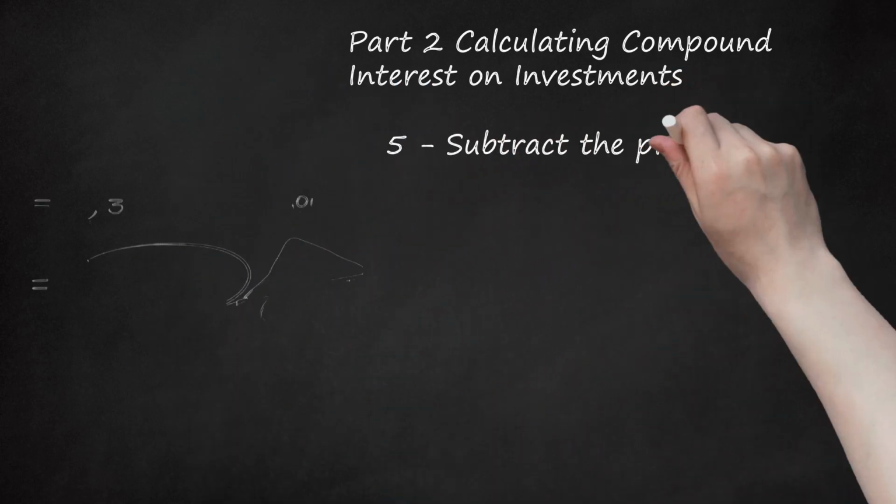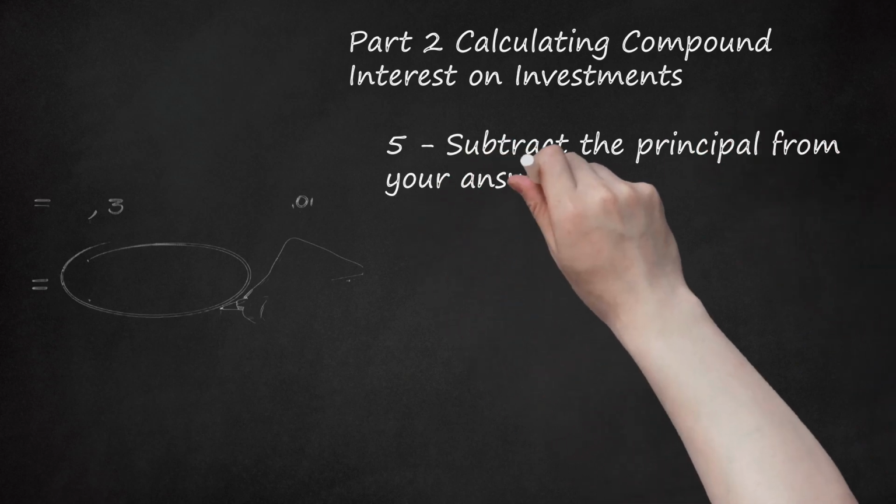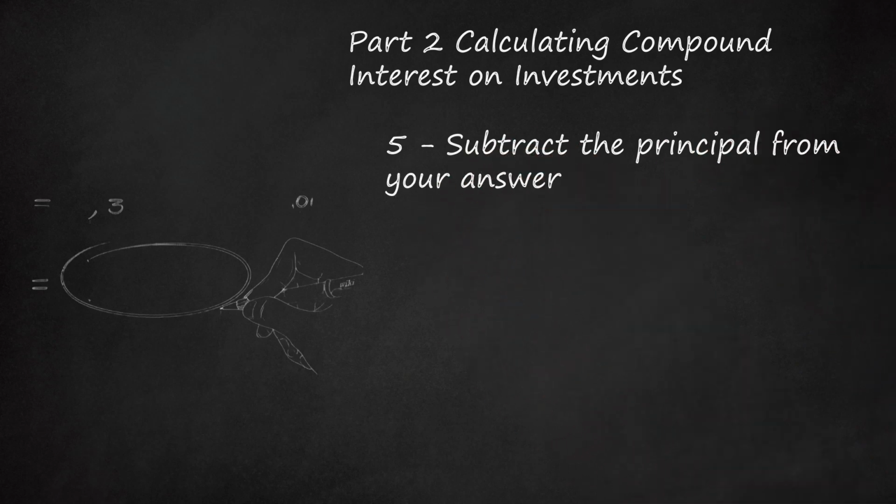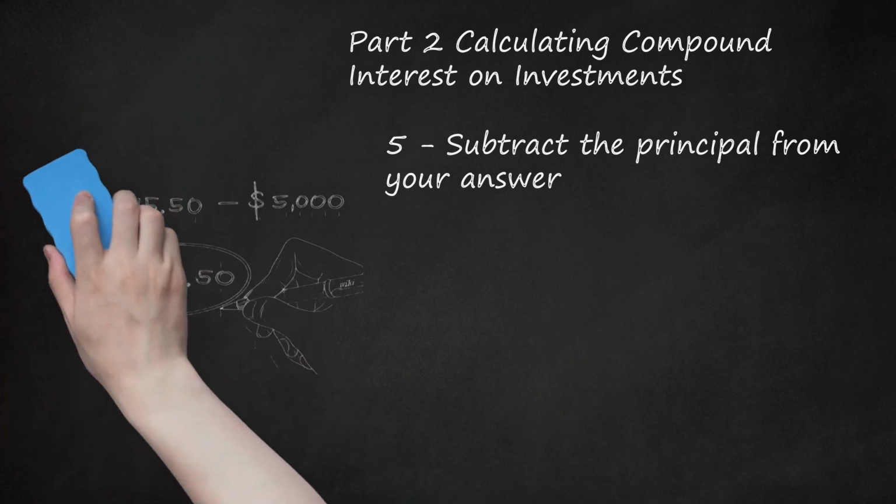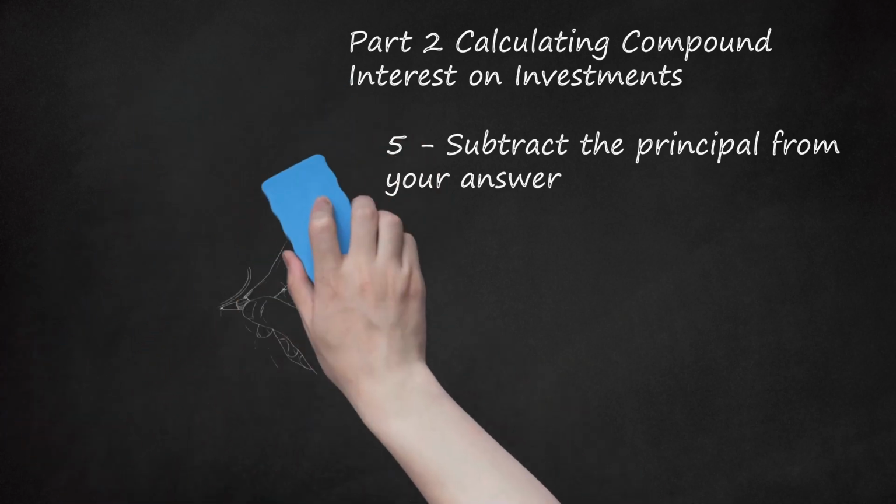5. Subtract the principal from your answer. This will give you the amount of interest earned. Subtract the principal of $5,000 from the future value of $5,357.50 to get $5,357.50 − $5,000, or $357.50. You will earn $357.50 in interest over the 2 years.